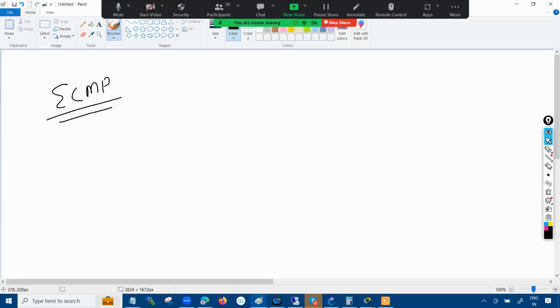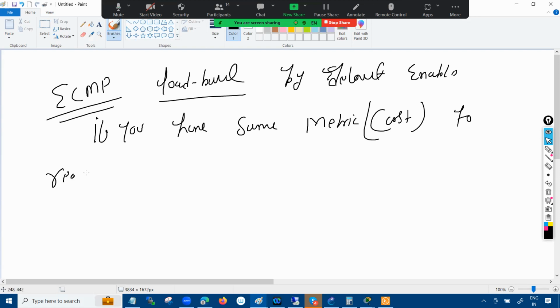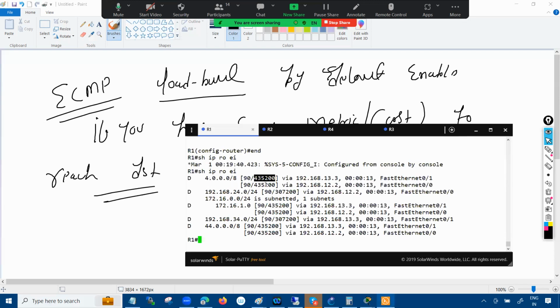ECMP, equal cost multipath. Load balancing is enabled by default if you have the same cost, or we can say the same metric, to reach the destination. Then it will perform equal cost load balancing. If you see right now, we have the same metric from both sides. That's why the router is doing the load balancing.